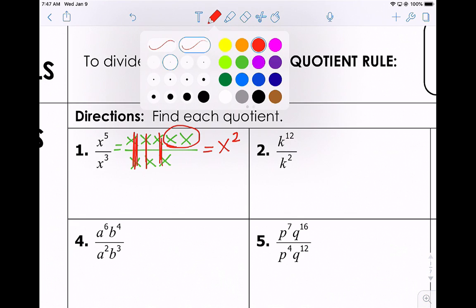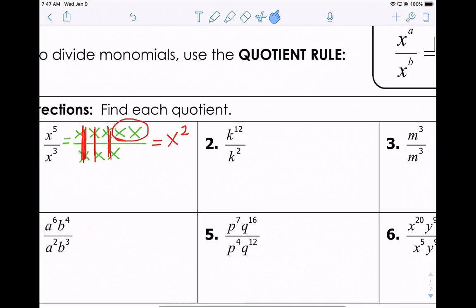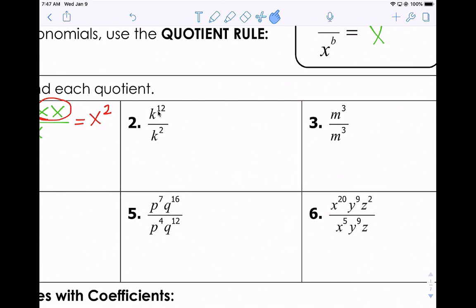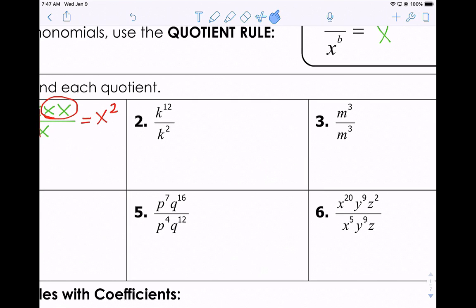Okay, all right, so let's look at the next example. I have k to the 12 divided by k squared. Again, if I were going to write this out, I would write 12 k's being multiplied times each other, and then this one would be 2. 2 of those would cancel, and I'd be left with 10 on top, which is the same thing as 12 minus 2. So I'm going to rewrite this one like this. This is k to the 12 minus 2, which is the same thing as k to the 10. And that's it.